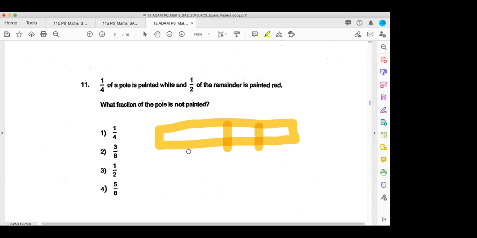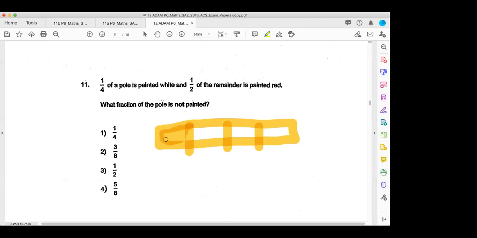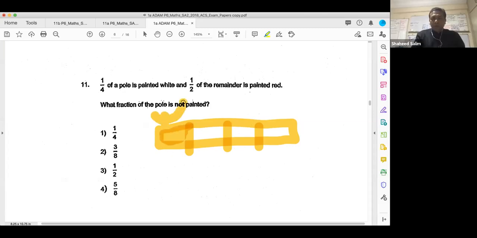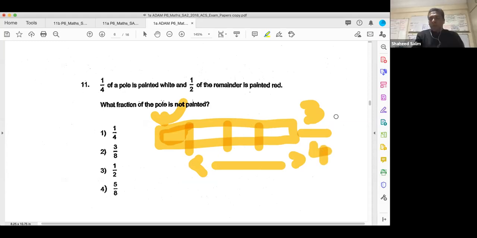Number 2 is the correct answer. How do you even get that? Okay, so let's see here. Now 1/4 is painted white. I like the branching method. So this one now is the balance. This balance is 3 out of 4. 3 out of 4 is the same as 6 out of 8. We times by 2, times by 2, you get 6 out of 8.